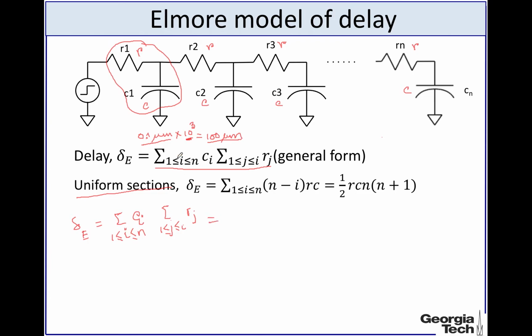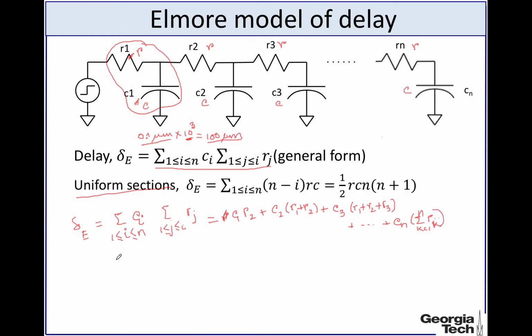Alright, so let's consider the first segment over here. For the first segment, it will be C1 R1. For the second segment, it will be C2 times R1 plus R2. For the third segment, it will be C3 times R1 plus R2 plus R3, and it will go on, and the last term will be Cn multiplied by the sum of Rk, where k goes from 1 to n.